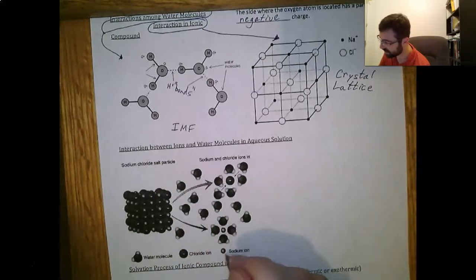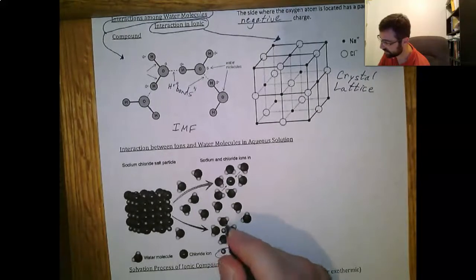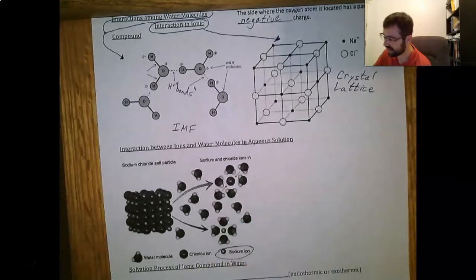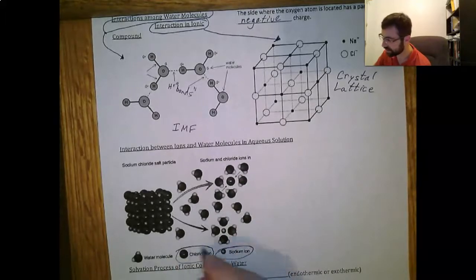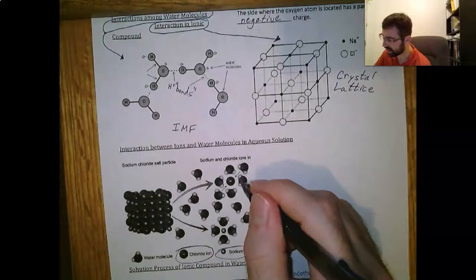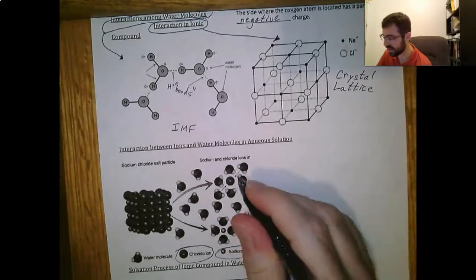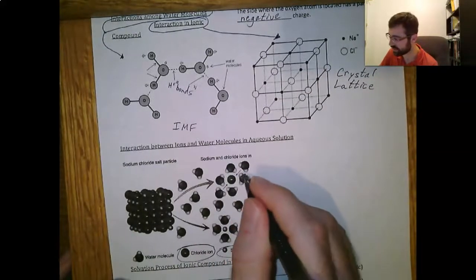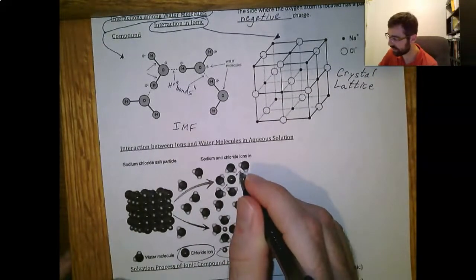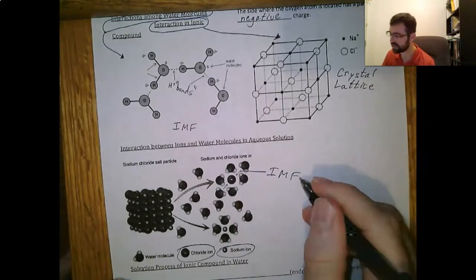And the sodium ions, the smaller ones, are surrounded by the negative sides of the oxygen in a water molecule. And the negative ions, which is chloride, will be surrounded by the hydrogen side of a water molecule. That's the positive side of a water molecule. This is an intermolecular force, okay? So this little arrow that I have right here, those are intermolecular forces, okay?